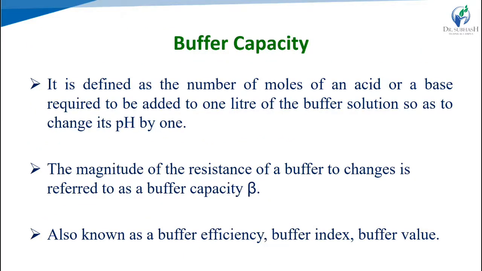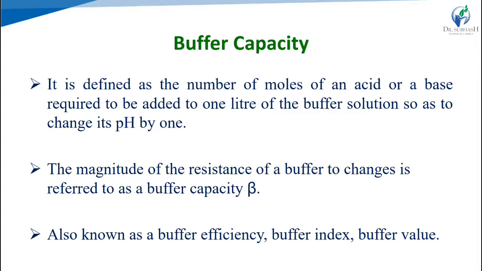The next terminology is buffer capacity. So what is buffer capacity? It is defined as the number of moles of an acid or base that is required to be added to 1 liter of the buffer solution so as to change its pH by 1. Or we can say that the buffer capacity of a solution is a measure of its resistance to change in pH on addition of a small amount of acid or base.